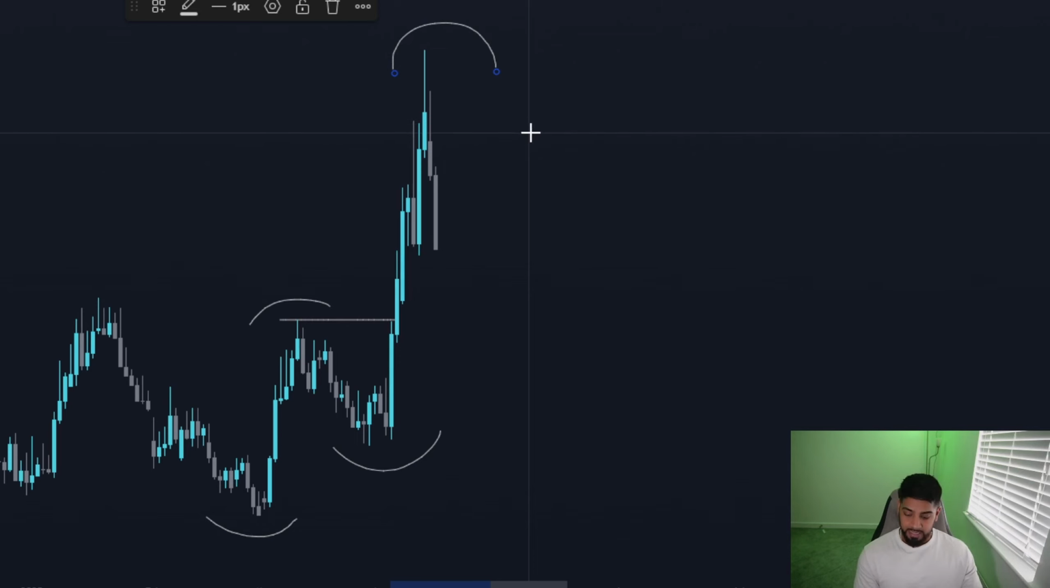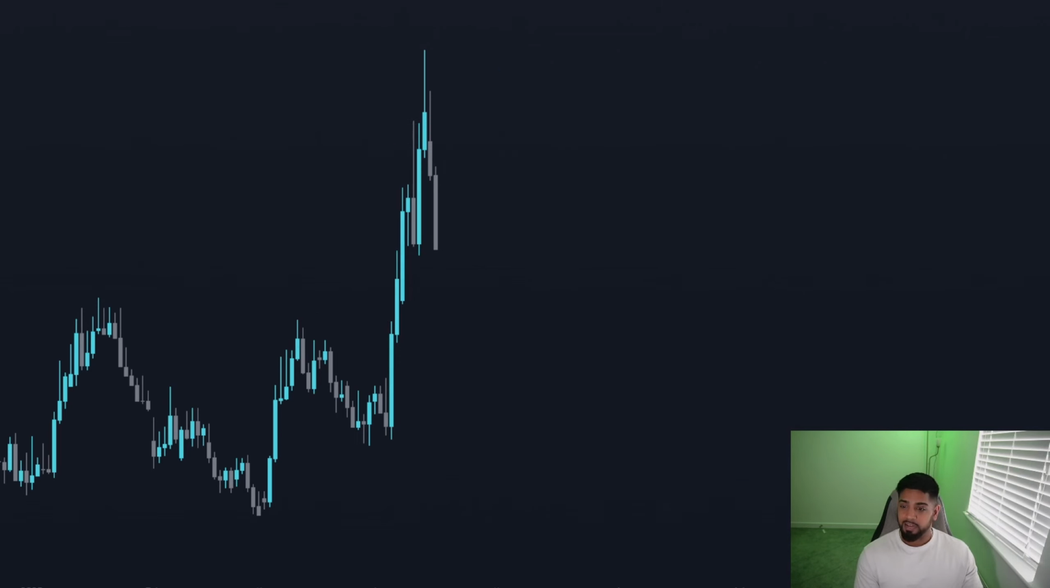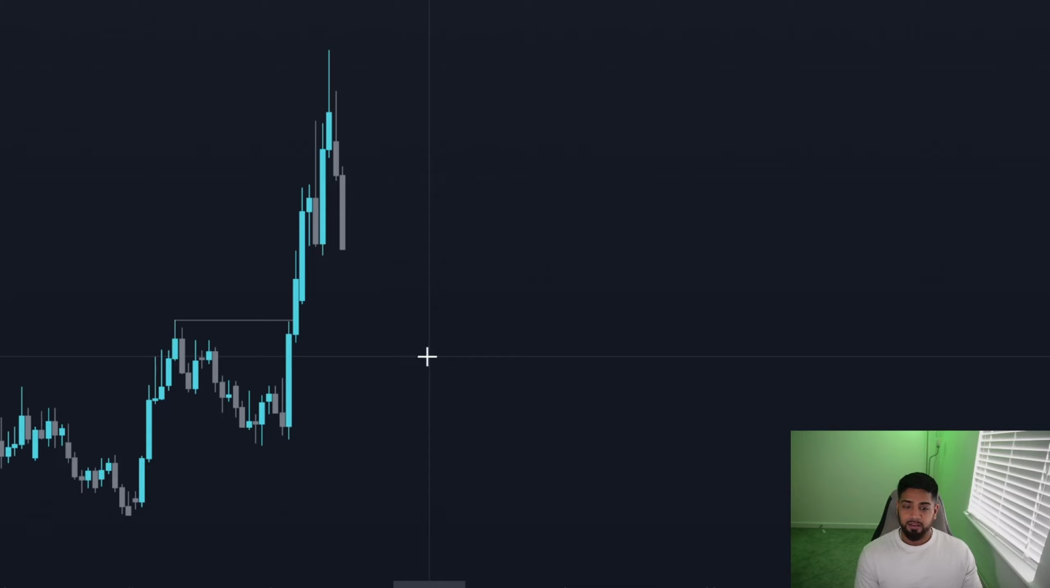Once we understand that, we can then get rid of all of these joins and replace them with a nice line right here, which tells us that we've had a break of structure. After that, we're going to understand where the key areas are on this market. Well, first things first, we can see that we've got this nice fair value gap right here on the daily time frame. Just above it, we've also got another fair value gap right there.